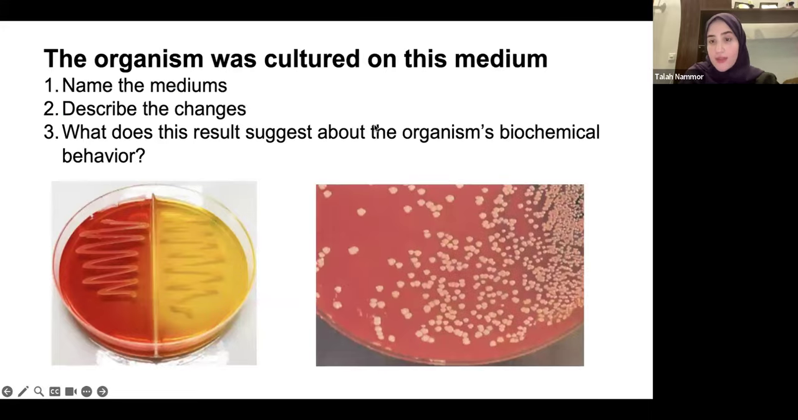Remember the case that we started with, the gram-positive cocci in clusters? So this organism was cultured on this media. So name the media again. We know what this is. This is MSA and this is blood agar, sorry. This is blood agar. طيب, what are the changes that we see? There's a change in color from red to yellow. This means it's a mannitol fermenting organism, all right? And in here, it looks like pearls, I don't know how to explain it. You see how white they are?